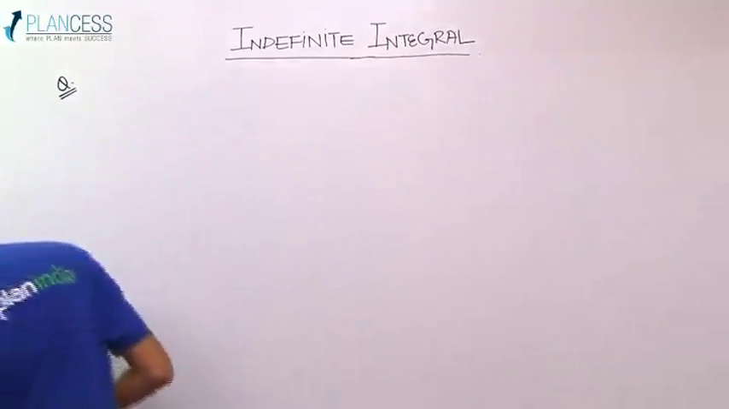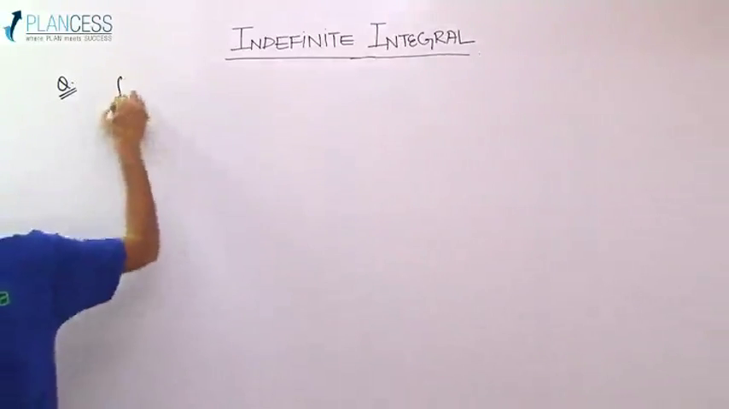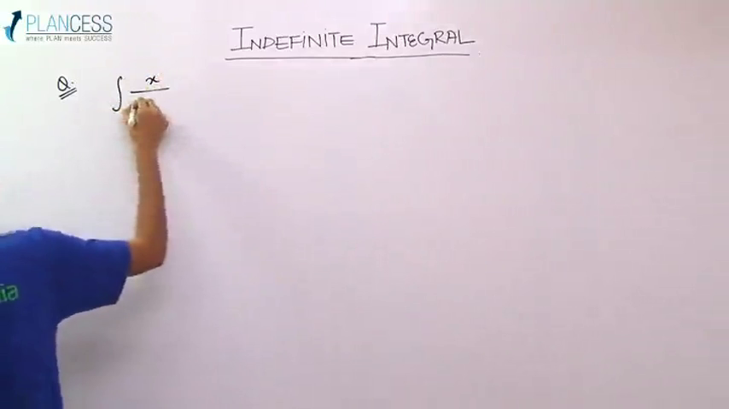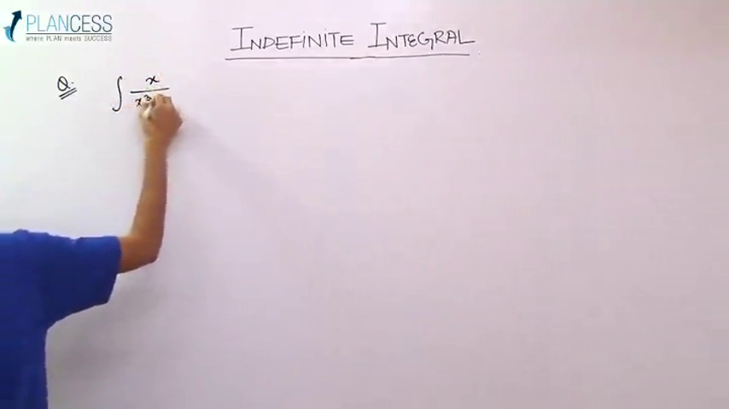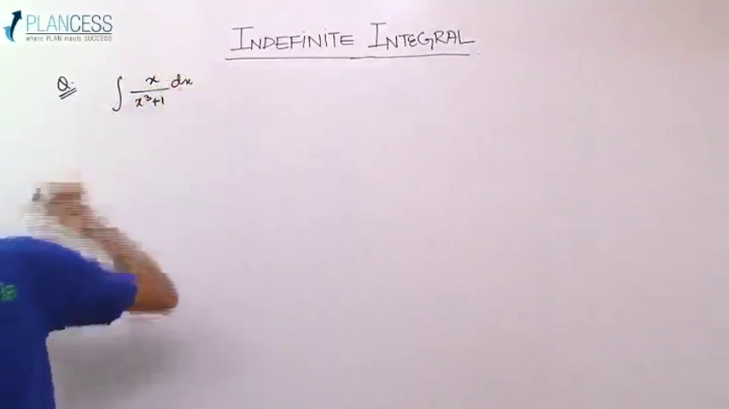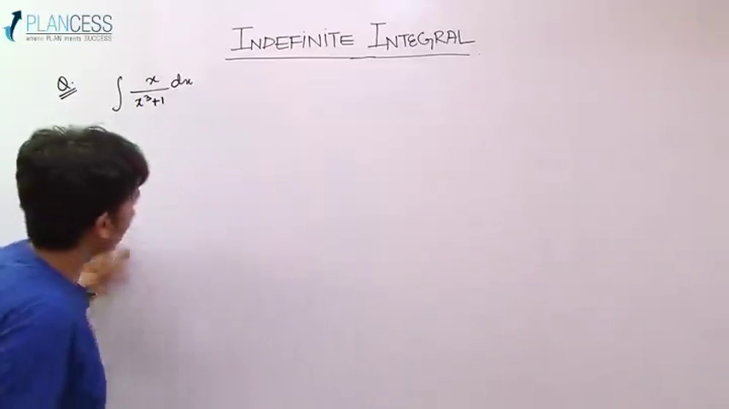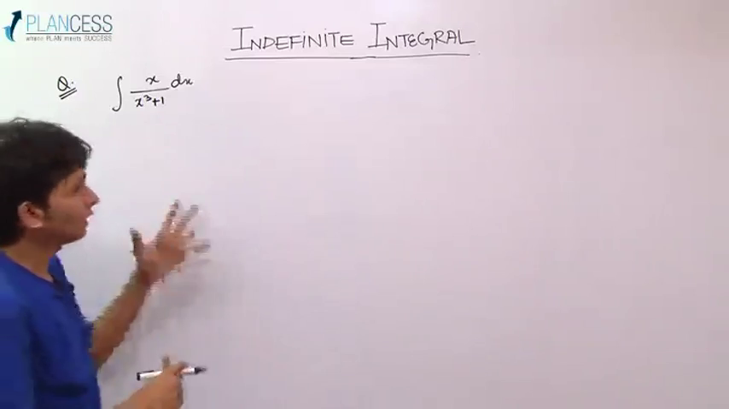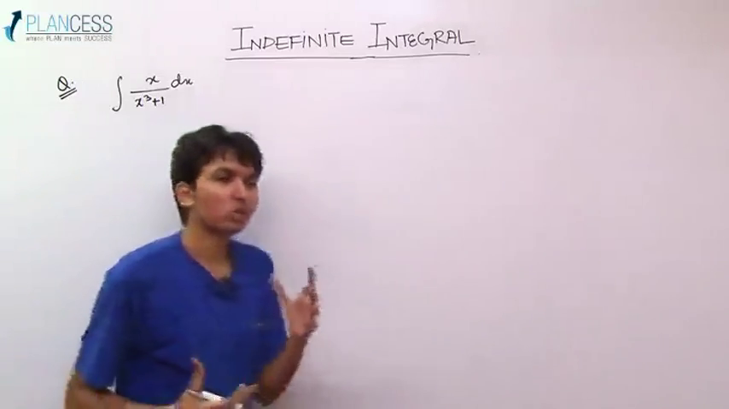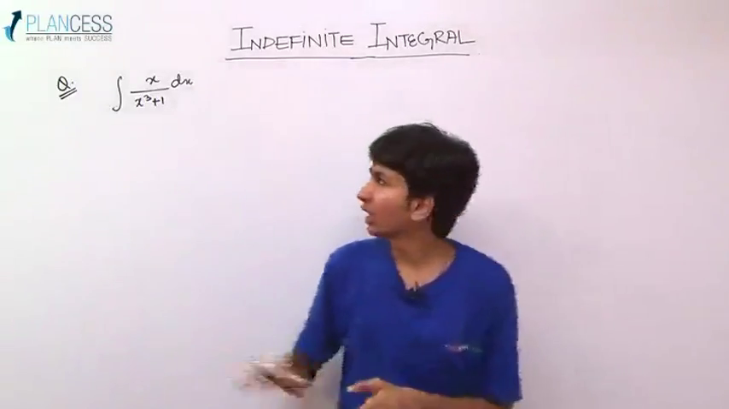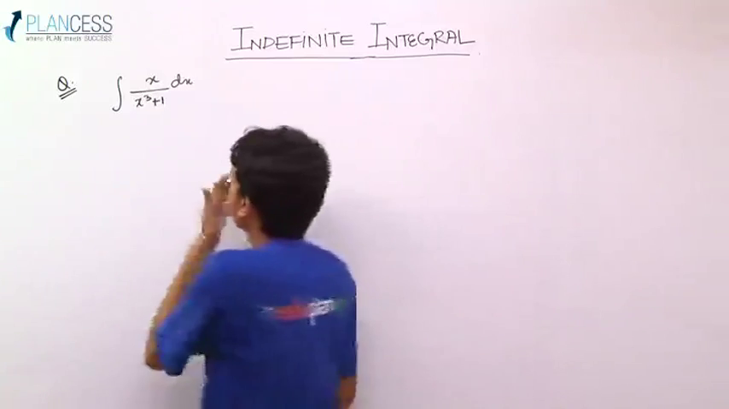So here I have the integral of x upon x cube plus 1 dx. So, as I told you, I am taking an example with a higher degree. Usually I was taking quadratics, so now I have a cubic. So let's see if we are able to split it.